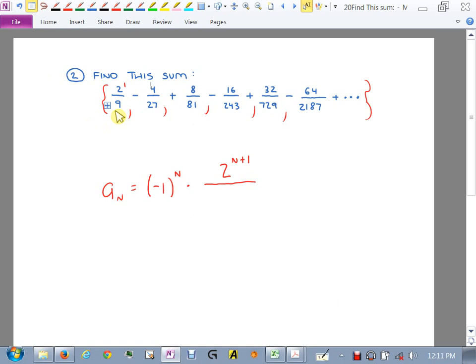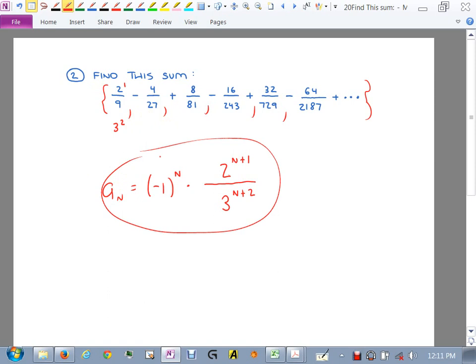Then what about the bottom? This is 3 squared. This is 3 cubed. So the first one there is 3 squared, right? So you need 3 to the n plus 2. Why? Because you need to start at 2, and we're plugging in 0 to start. So when I plug in 0, I need that to be a 2. And when I plug in a 1, I need it to be a 3. That's the first step of that problem for the calculus student.